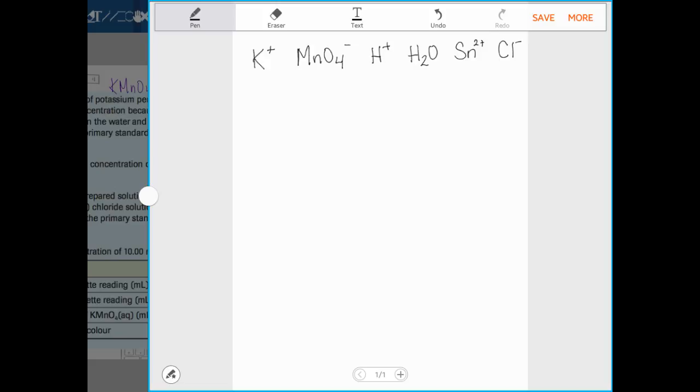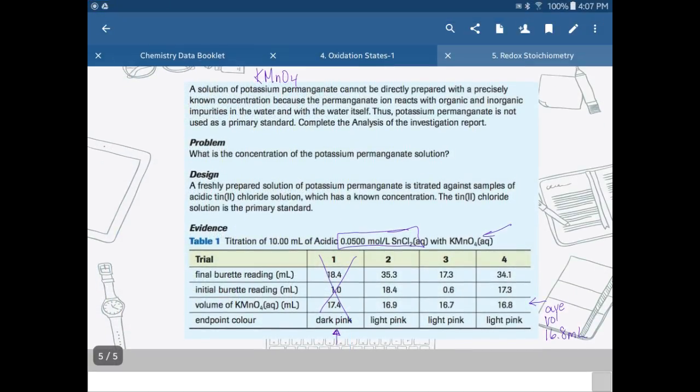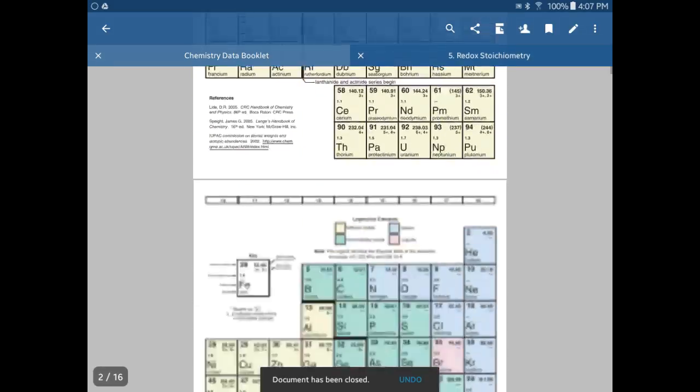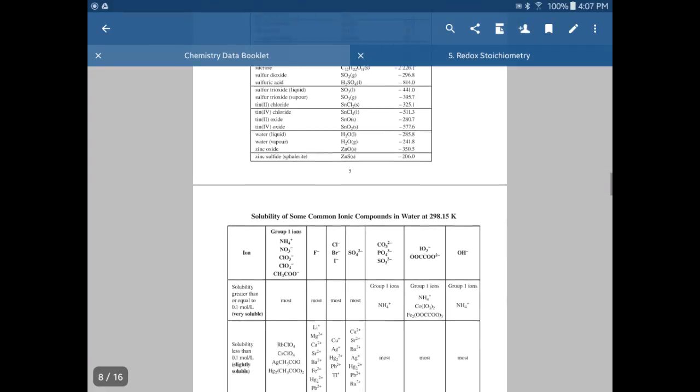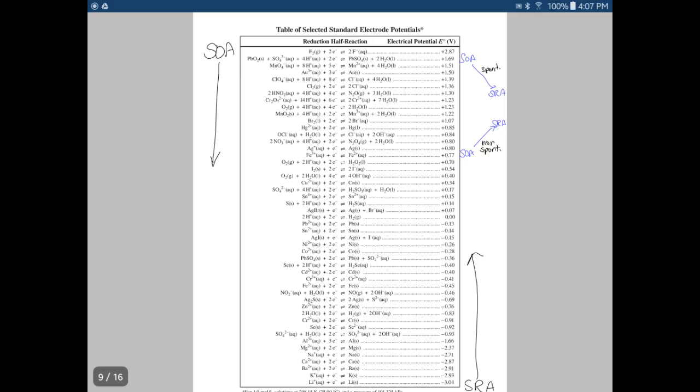Now, when we take a look here, we need to start identifying what entities can be our SOA and our SRA in this equation. So we go back to our chemistry data booklet, and we're going to try and find which of these entities can be an OA and an RA, and we'll find which one is our SOA and our SRA. So let's take a look here. I'm just going to maximize this, and we're going to jump over to our chemistry data booklet. Scroll down to page 7, and we'll start with potassium.